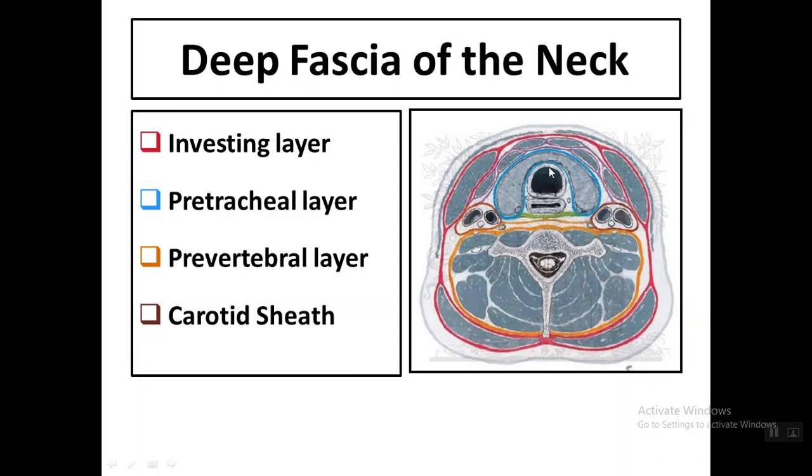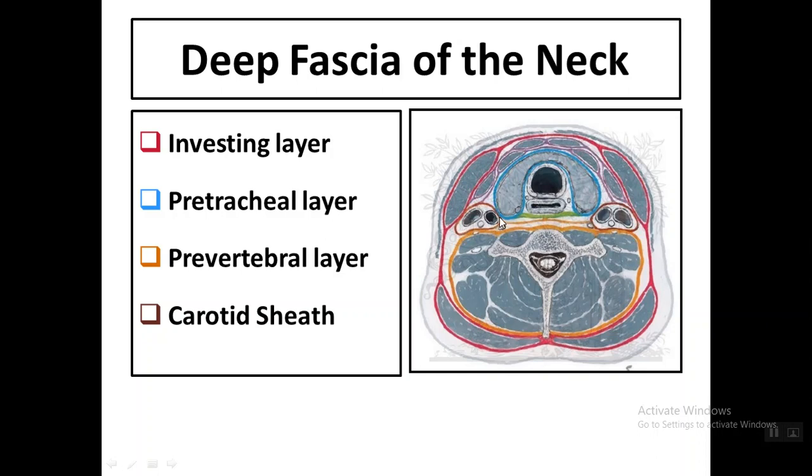The pretracheal layer also is a thin sheet of deep fascia condensation. It will surround the thyroid, the larynx and trachea, and it is attached to the laryngeal cartilage. The prevertebral layer is shown in yellow. From its name, it is related to the vertebra and the muscles surrounding the vertebra, so it is called the prevertebral layer. And we have the carotid sheath.